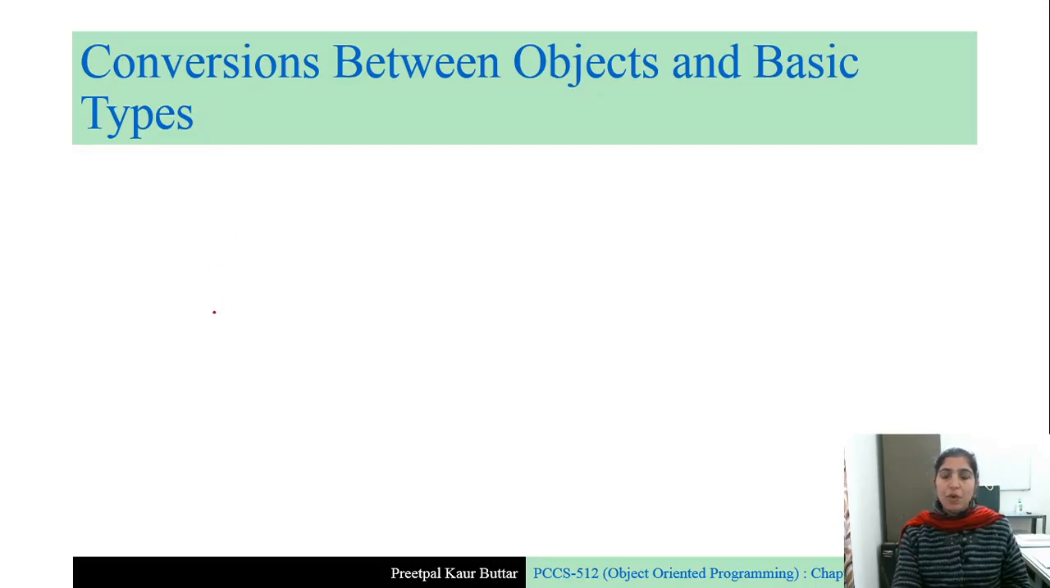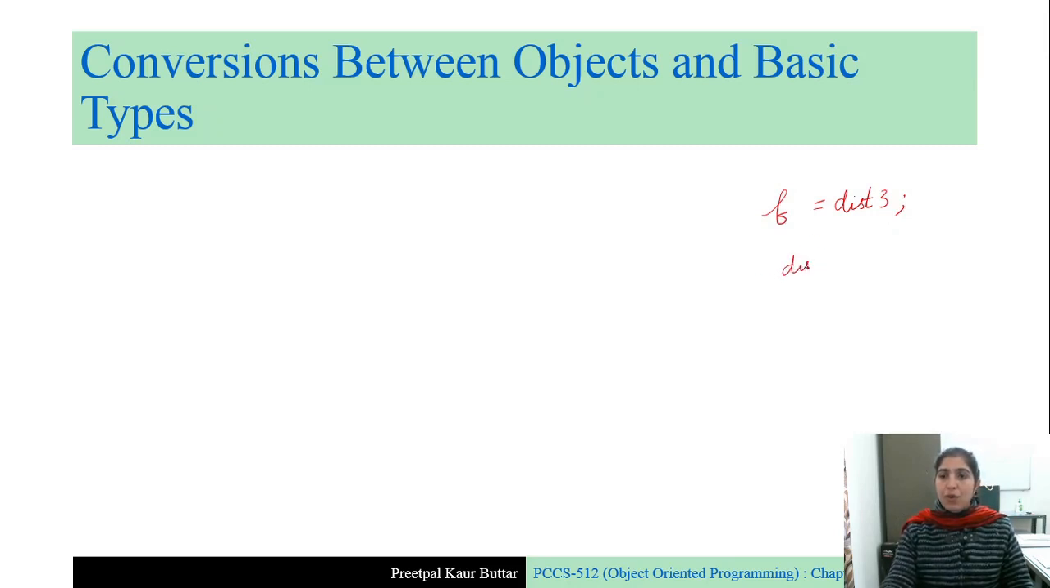So next we move on to the conversions between objects and basic types. Okay, so objects and basic types means suppose you want to convert an object of class distance to some basic type. Suppose f is a float variable. Okay, so this is a conversion between objects and basic types.